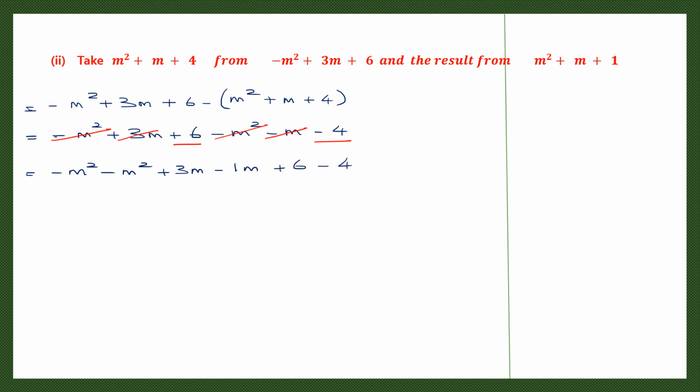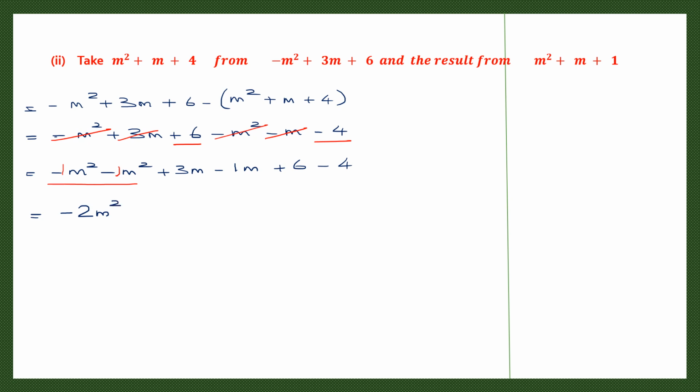Now let's work on the like terms. So here we have minus m square, that is minus 1, minus 1. So if you look only at the numbers, it's minus 1, minus 1. That means signs are the same. Put the same sign and add. 1 plus 1 is 2. So here we have minus 2m square.